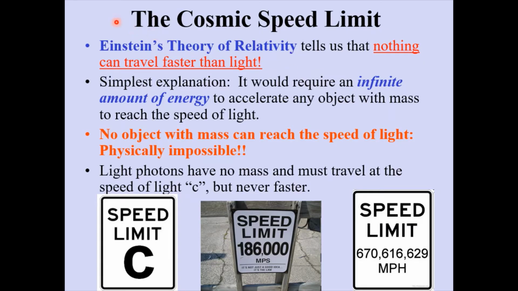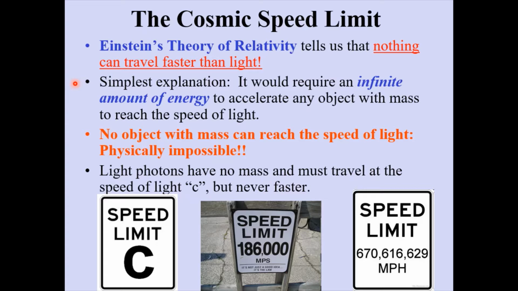Getting back to the speed of light, as I mentioned, it is the fastest known or fastest allowed velocity for anything to travel. So the speed of light represents the cosmic speed limit. Einstein's theory of relativity tells us that nothing can travel faster than light. Now, why is that? Well, there are several very good arguments to show that it's impossible to exceed the speed of light. The simplest one just involves an energy explanation.